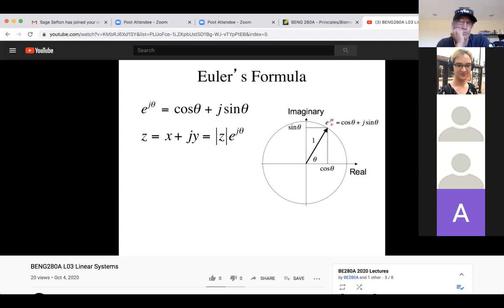Again, here's e to the j theta. The cos term is here. This is the imaginary component, the j sine term is on here. And so e to the j theta is just, in this case, the value is 1, the magnitude, and the theta just takes it around the complex plane with a specific phase.